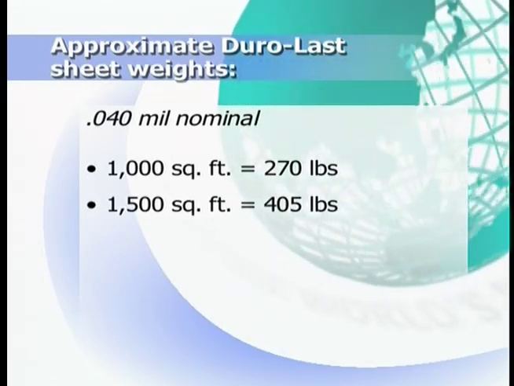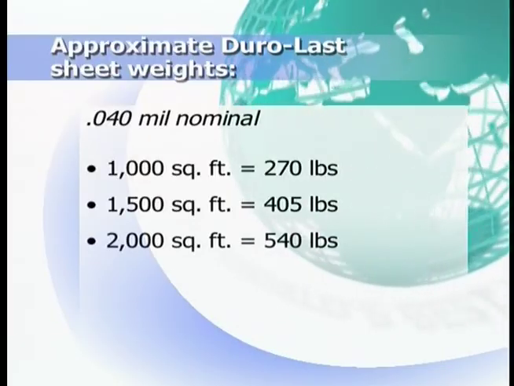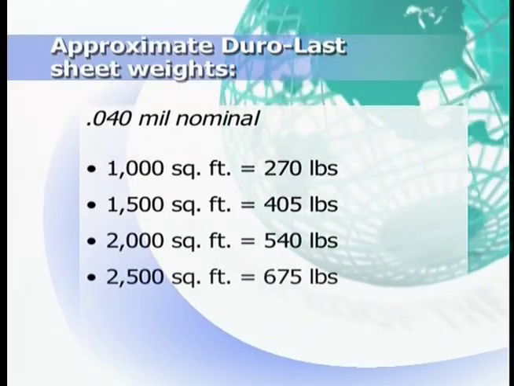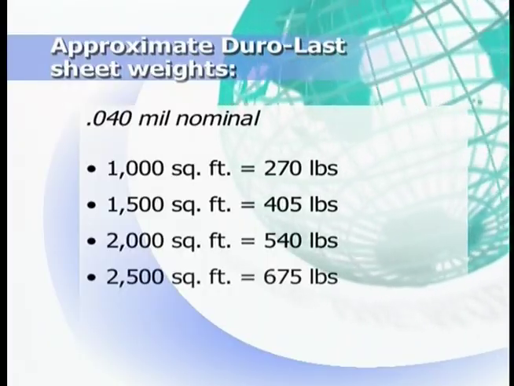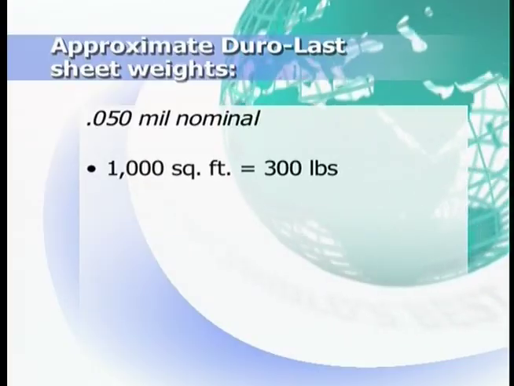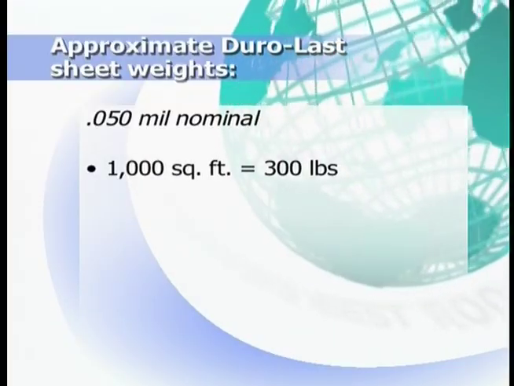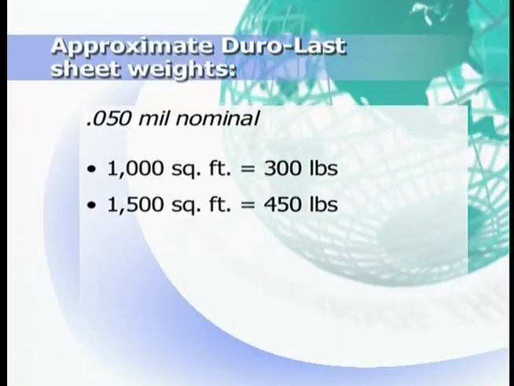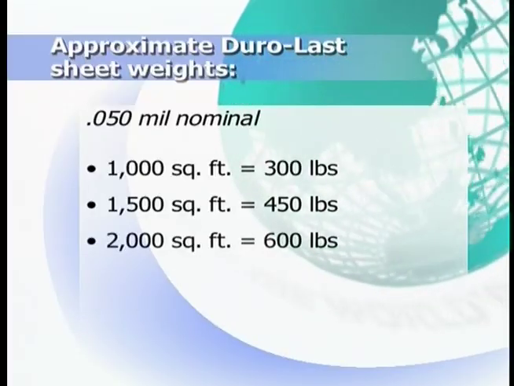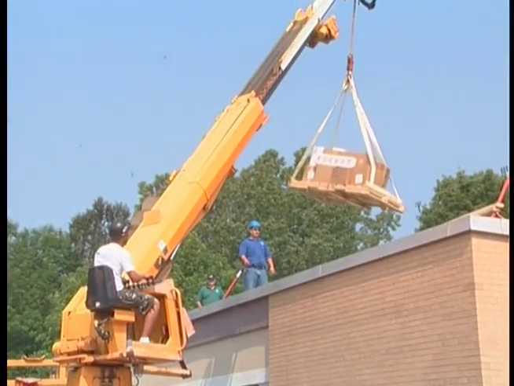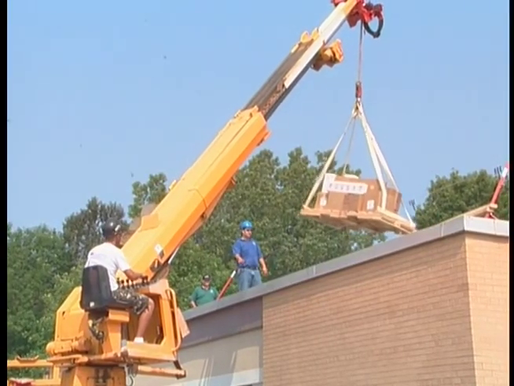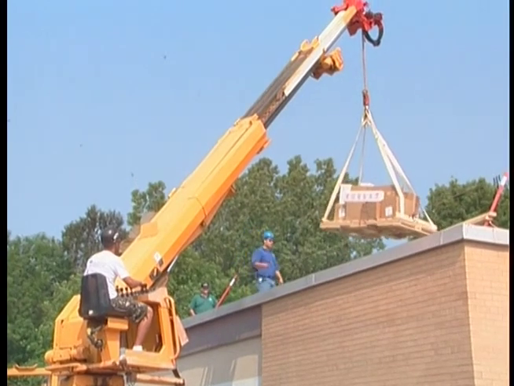1,500 square feet weigh 405 pounds. 2,000 square feet weigh 540 pounds, and 2,500 square feet weigh 675 pounds. For 50 mm nominal thickness, 1,000 square feet weigh 300 pounds, 1,500 square feet weigh 450 pounds, and 2,000 square feet weigh 600 pounds. Remember, safety and efficiency combined make for proficiency, and proficiency requires careful thought and planning.